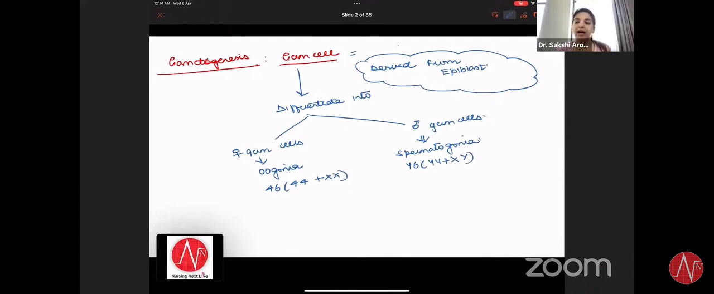Now, understand the process by which this oogonia is going to change into ova, and we do not use the term ova these days. Nowadays we do not use this term ova, we use the term female pronucleus. So this process by which oogonia is going to get converted into female pronucleus.